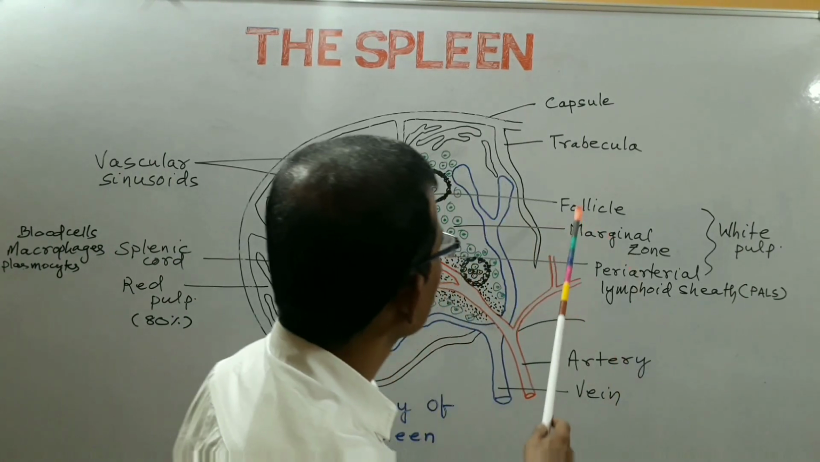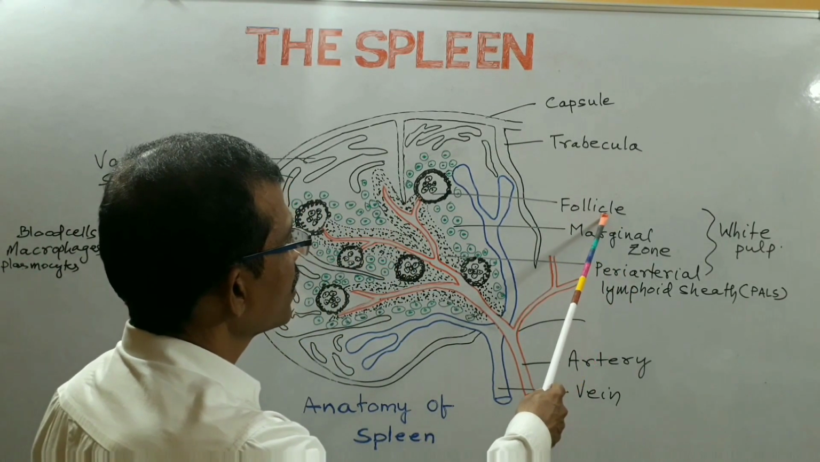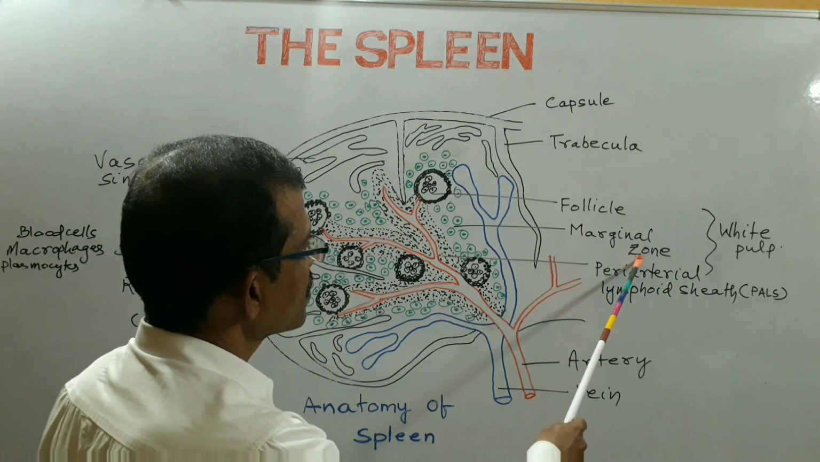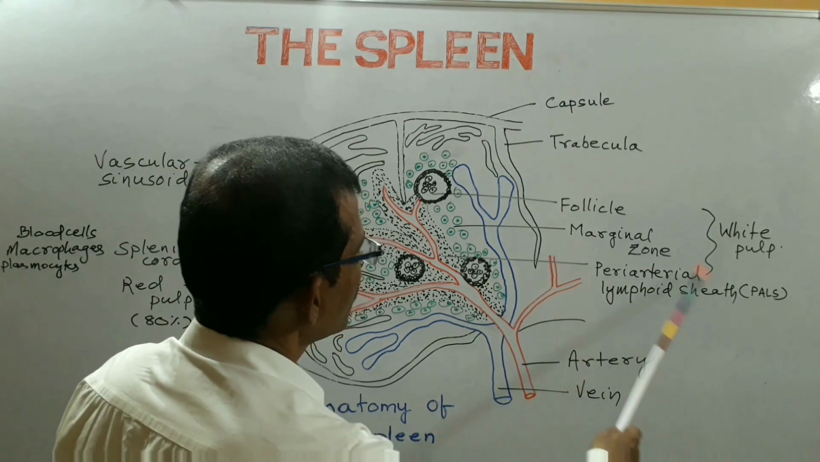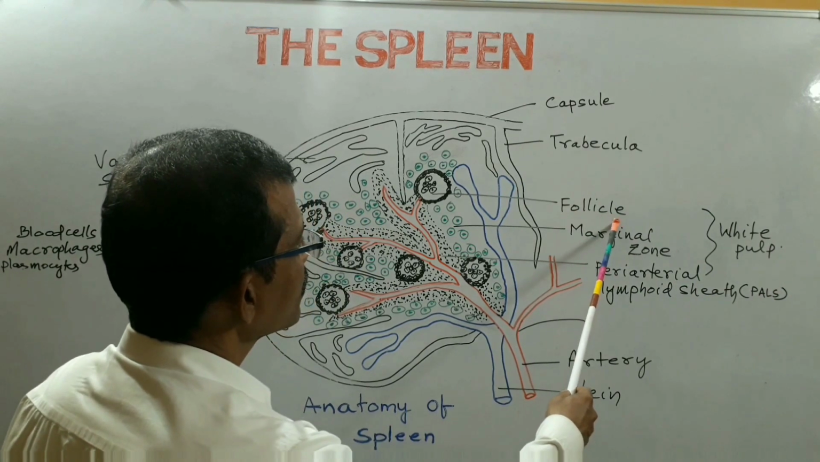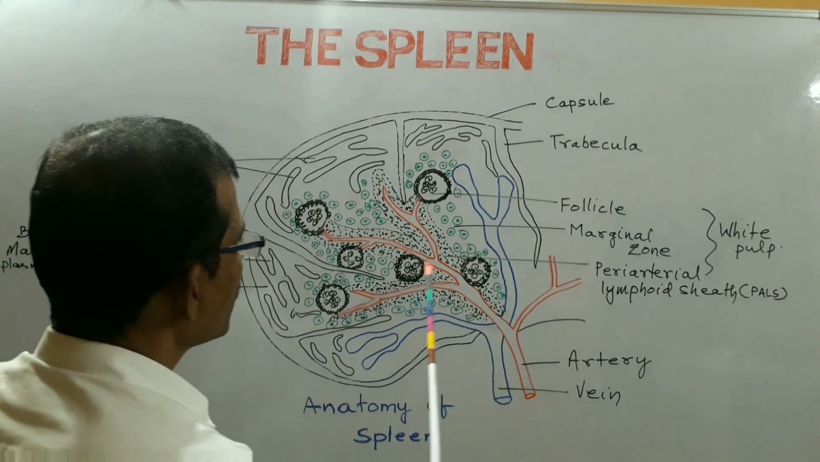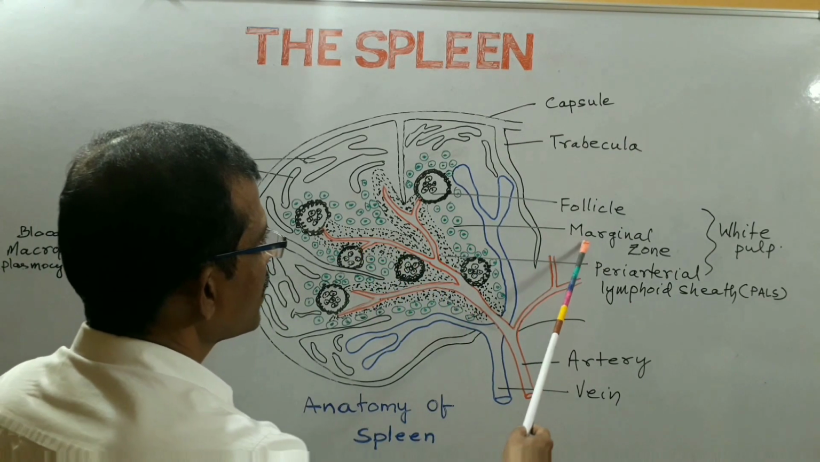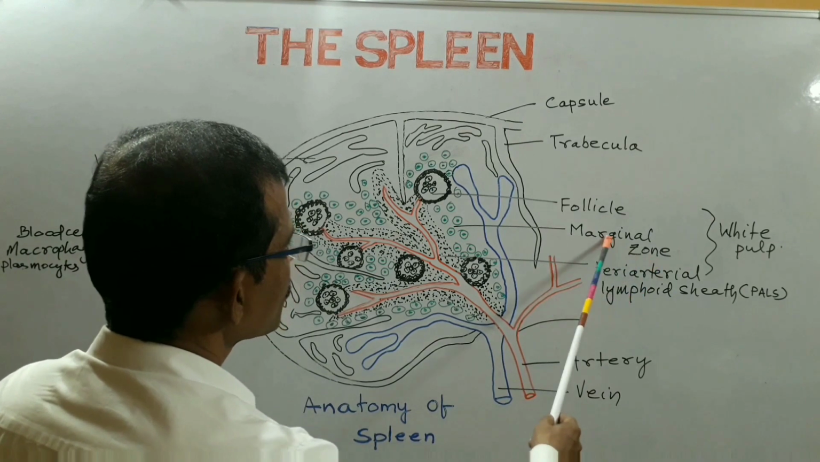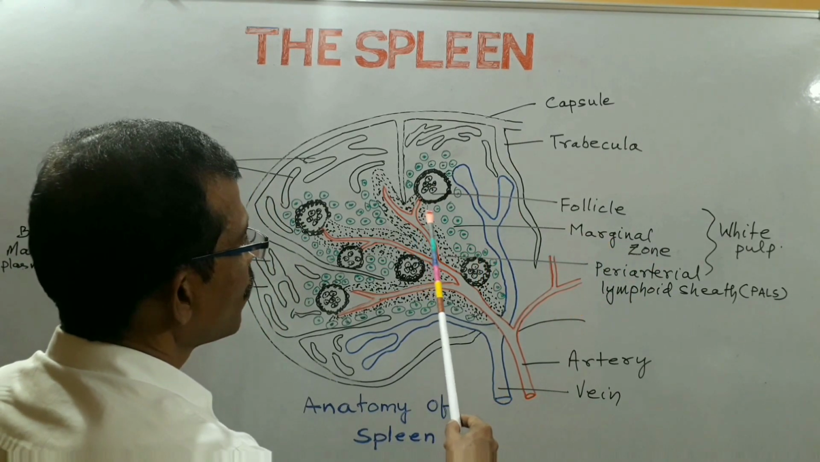These are the three components of the white pulp. One is lymphoid follicle, another is marginal zone, next is periarterial lymphoid sheath. Follicle means lymphoid follicles. Two types of lymphoid follicles are seen, primary lymphoid follicle and secondary lymphoid follicle. Then there is a marginal zone. This marginal zone is between red pulp and white pulp.